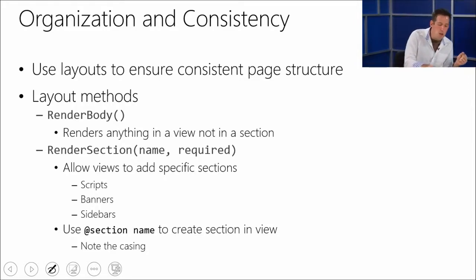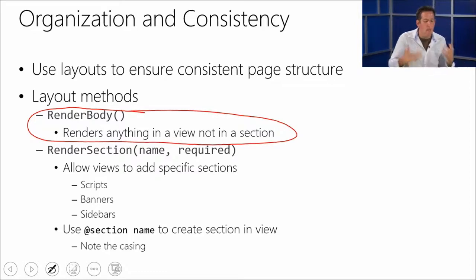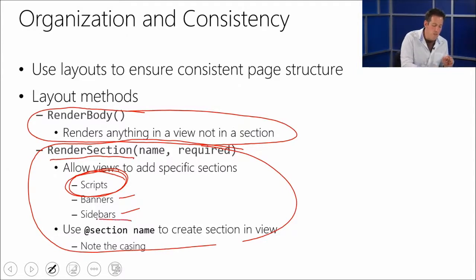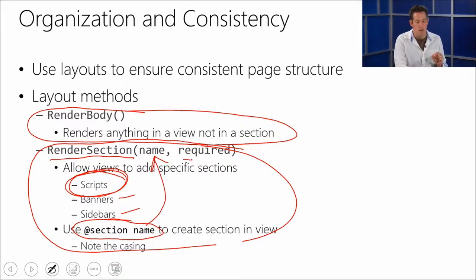And the reason that it just works is this little render body. Because render body will render anything inside of a view that's not inside of a section. We'll get to sections in a minute. So render body just looks at the view and says, okay, I'm going to take all that content and just, boom, plop that right there. Render section then gives me the ability to add in specific sections for things like banner, sidebars, and in particular, scripts. Now, on the layout, it's render section. And inside of the view, you're going to use @section and then specify the name, and that's going to match. And by the way, this little required is a Boolean, true or false, on whether or not it's required.